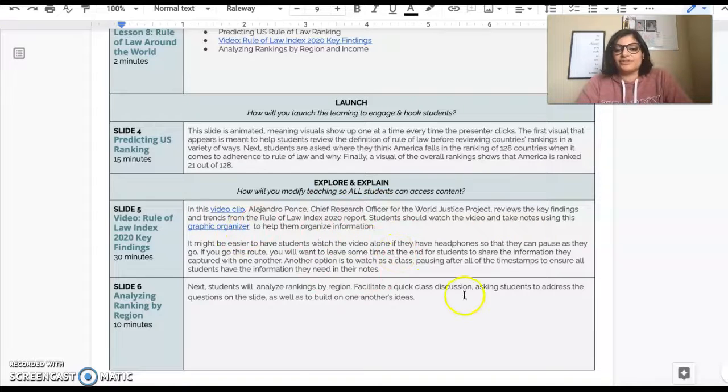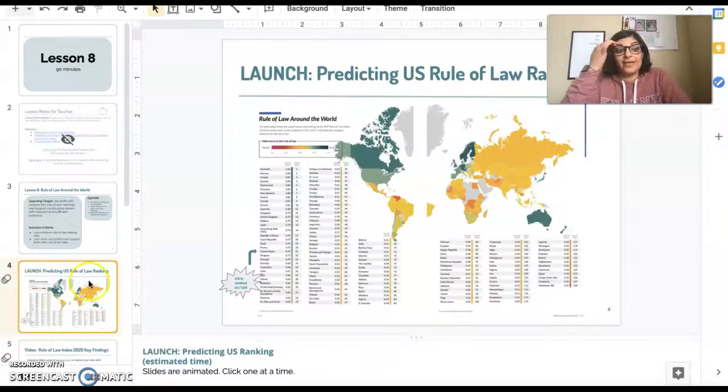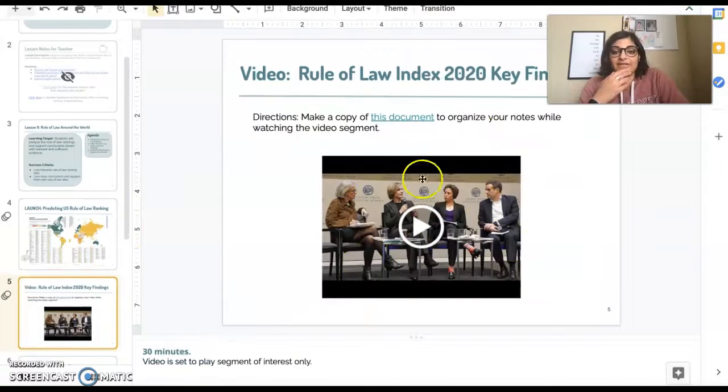It might be easier to have students watch the video alone if they have headphones. If you go this route, you're going to want to leave some time at the end so that students can share information with one another. Another option is to just watch it all as a class, pausing at the timestamps to ensure that students have what they need. Here's the video, it's already preset to the clip, so once you hit play, it's just going to play that 10-minute portion.